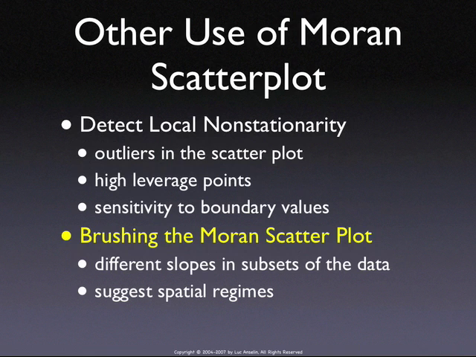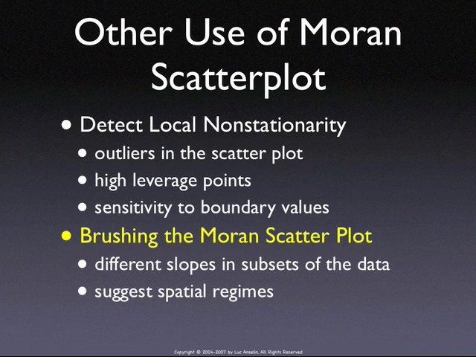If you look at one of the crime data sets, the St. Louis homicide data set, you can do a Moran scatter plot, take out the city of St. Louis and see what happens to the slope. These are the kinds of things that you use this for. Another one is sensitivity to boundary values. For example, by clicking on the map, you can select all the polygons at the edge of the map.